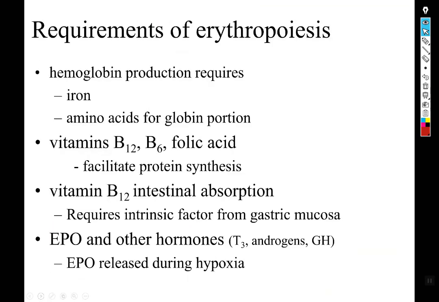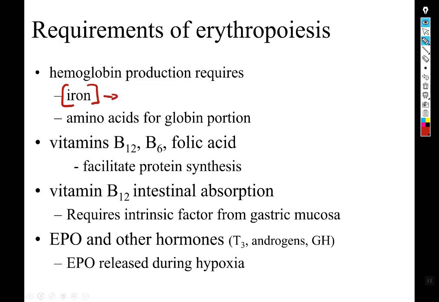Okay, so requirements of erythropoiesis, meaning what do you need to build good blood? Well, first of all, if the whole point of having red blood cells is hemoglobin, you need to be able to build hemoglobin. So that's intrinsic in building red blood cells. So this is going to require iron.